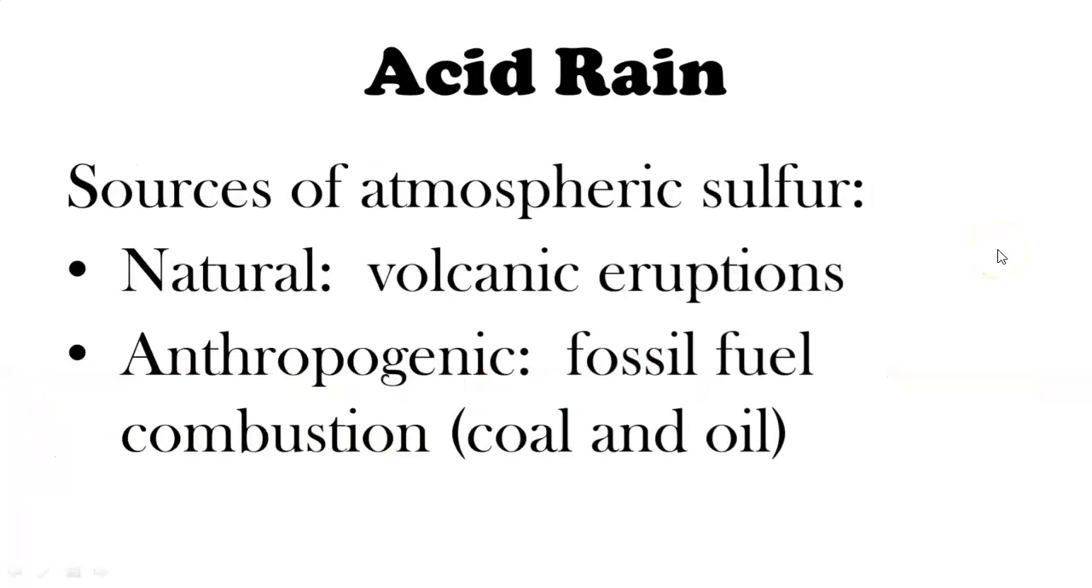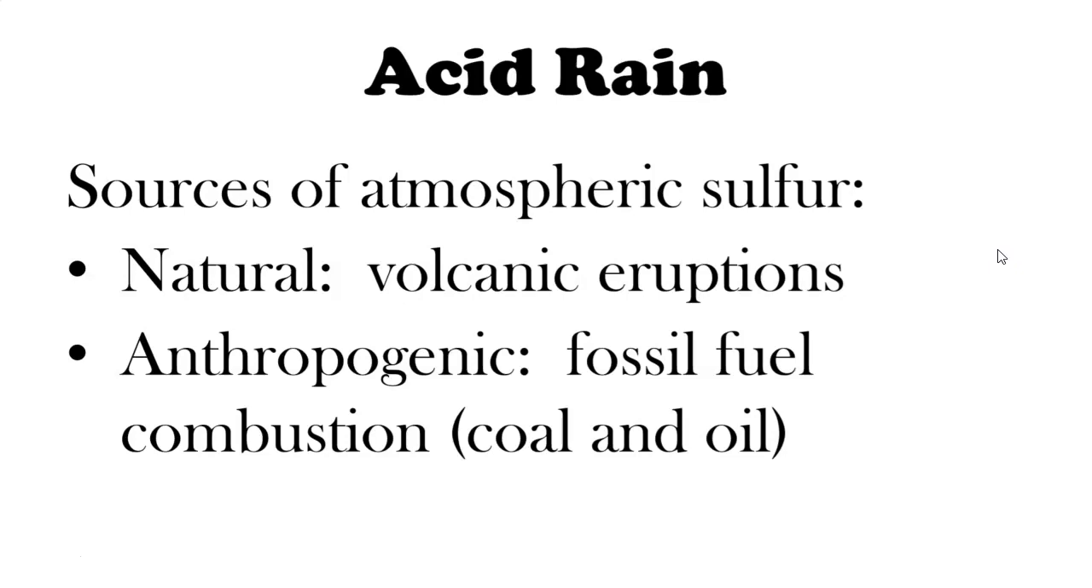Let's talk about some of the sources of the chemicals that cause acid rain. We're going to start here with sulfur. More specifically, we're talking about sulfur dioxide, which is SO2. And this can come from natural sources, for example, volcanic eruptions. However, this is a small percentage of the sulfur dioxide that is released into the atmosphere, and it doesn't cause a big problem. Where we come into a significant problem is when we have anthropogenic sources of sulfur dioxide, and this comes from fossil fuel combustion.